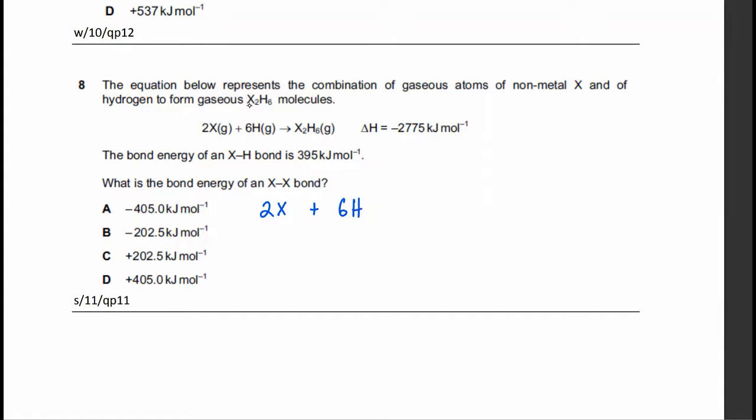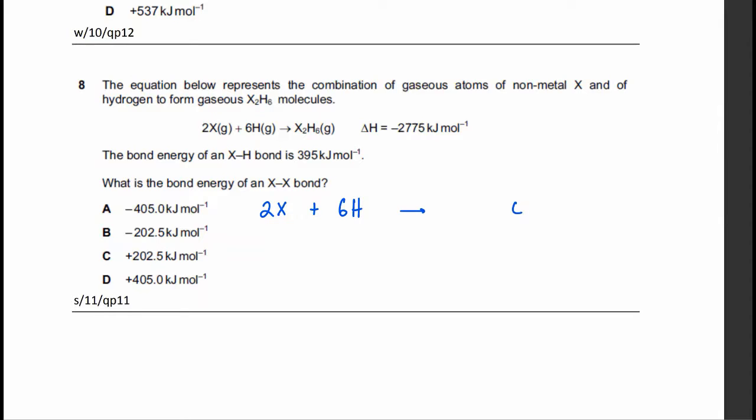Now the reactants don't have any bonds. Like the 2X. Remember, when you have a coefficient, it's not a formula. So that means you just have 2X atoms. They're not forming any bonds. You've got 6 hydrogen atoms. They're not forming any bonds. And you've got an X2H6 molecule.